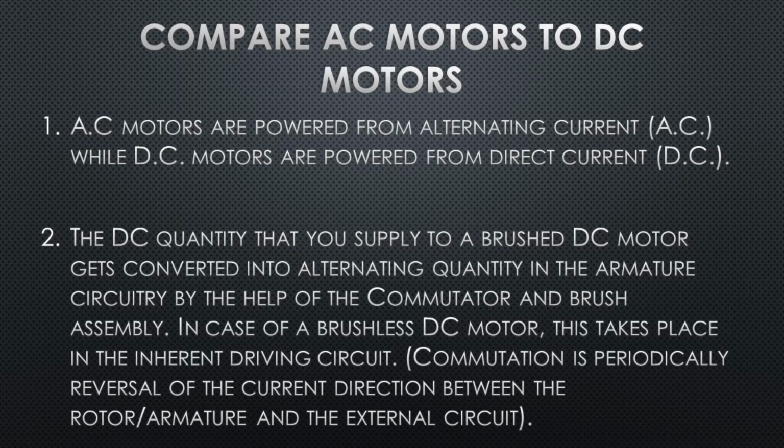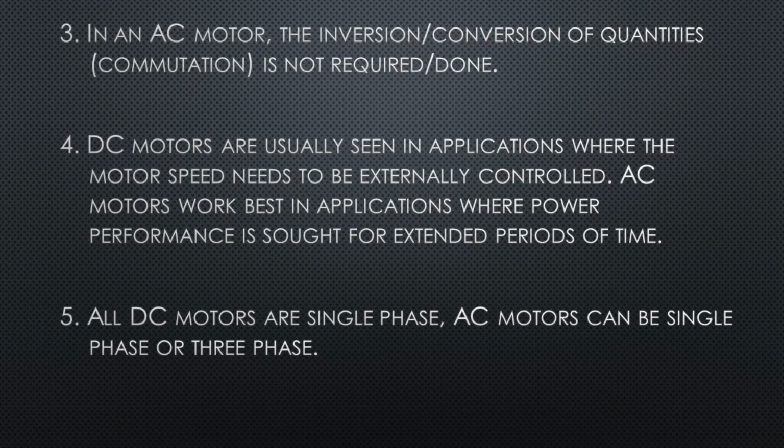Second point, the DC quantity that you supply to a brushed DC motor gets converted into an alternating quantity in the armature circuitry by the help of the commutator and brush assembly. In the case of a brushless DC motor, this takes place in the inherent driving circuits. The commutation is the periodic reversal of the current direction between the rotor armature and the external circuit. The third point, in an AC motor, the inversion of quantities is not required.